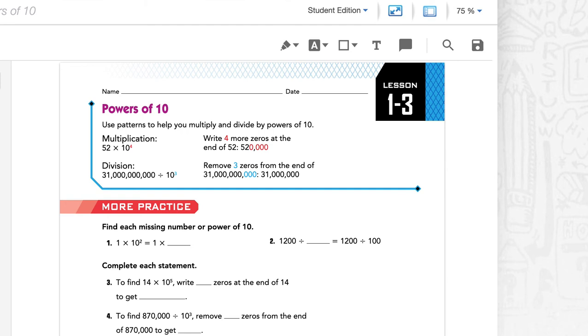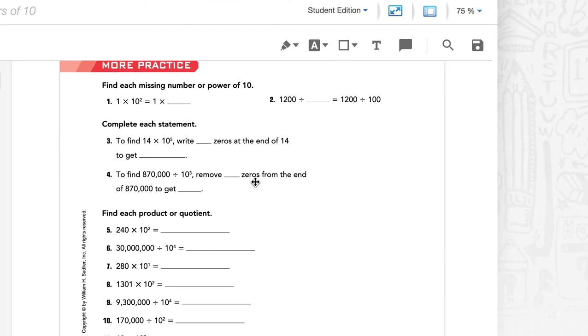Let's go ahead and practice together in your workbook. I'm on page 5 from lesson 1.3. Here's another reminder about working with powers of 10. Multiplying adds zeros to the back, while dividing removes zeros from the back of that number. Number 1, find each missing number or power of 10. So we're given the choice to write the standard form of the missing number, or we're given the choice to write it as an exponent with a power of 10, okay?